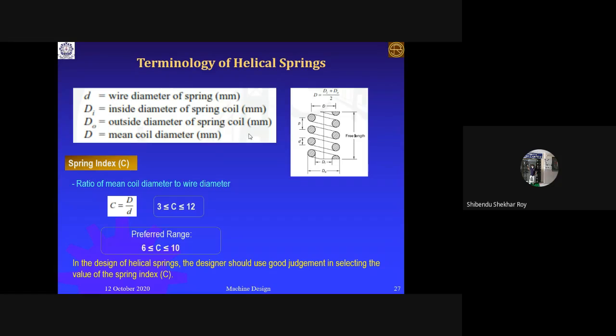So small d is the wire diameter of the spring, and as you know, Di and Do are the inside and outside diameter of the coil. Inside diameter means the cylinder over which the coiling has taken place. That cylinder diameter is basically the inside diameter of the coil. And mean coil diameter is the mean of Di and Do.